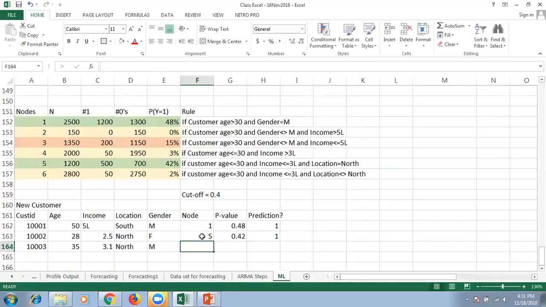Okay, what about this one? 35 age, that means these three. And what about gender? Gender is male, so that means this one again. So again node 1, and the P value is 0.48 and bad customer. Unfortunately, all are bad customers. So I'm rejecting the loans.